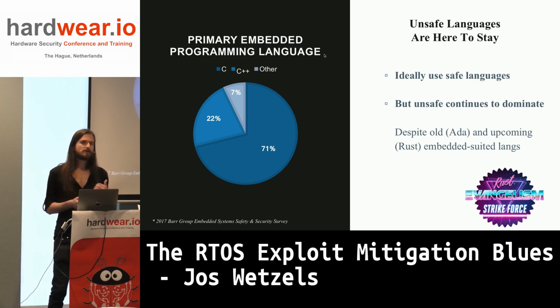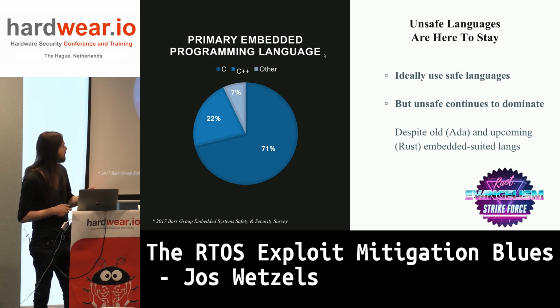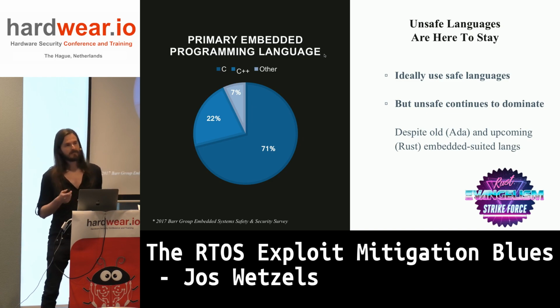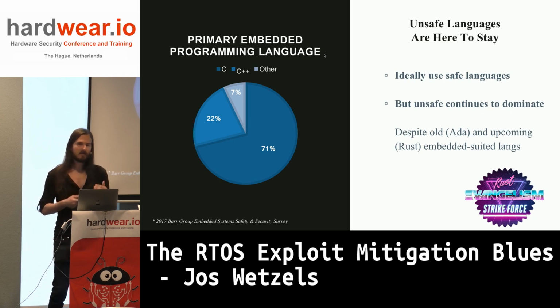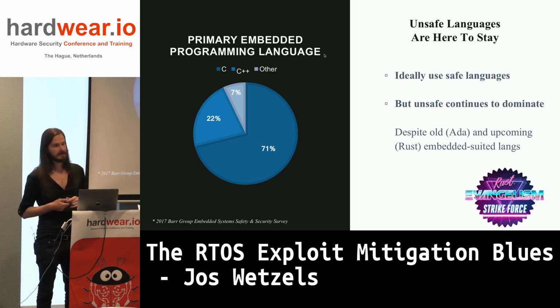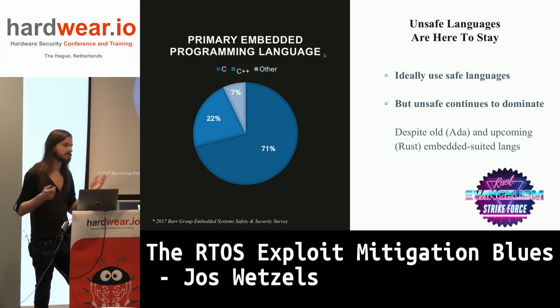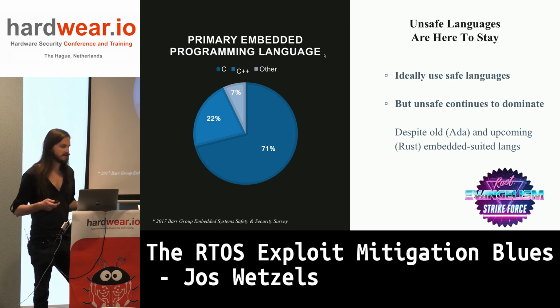So ideally, we'd solve this problem by using safe languages, like everybody has heard in their computer science or electrical engineering classes. The problem is that despite the fact that the embedded world has seen some older and newer attempts at embedded suited languages, such as Ada in the past, or recently attempts at doing Rust for embedded systems, unsafe languages continue to dominate embedded software development. That same recent study found that the vast majority of currently written embedded software is written in C or C++, which are unsafe languages, and only a tiny minority is written in a different language, and that's not necessarily a safe language either.